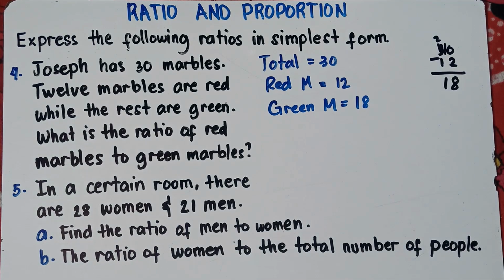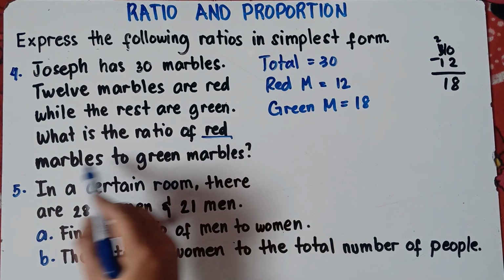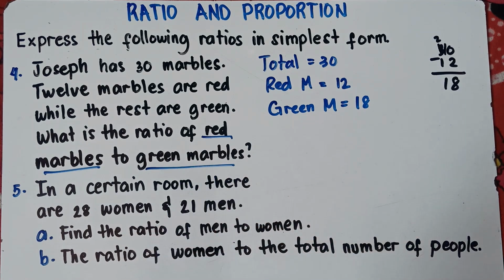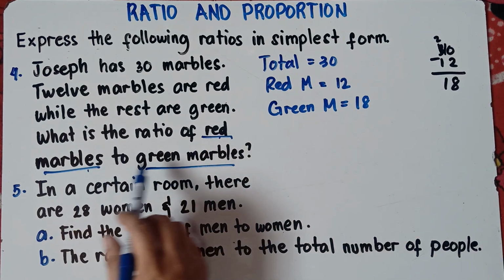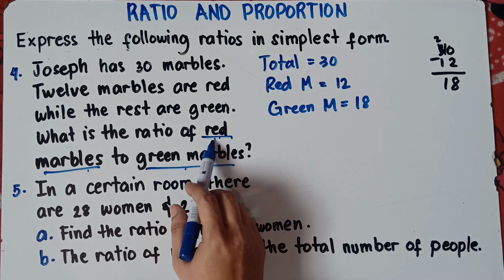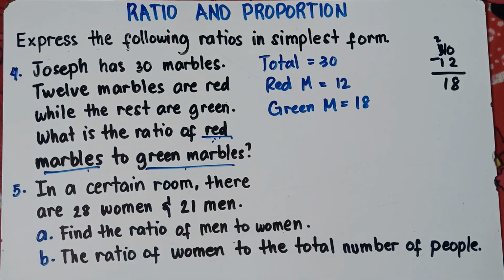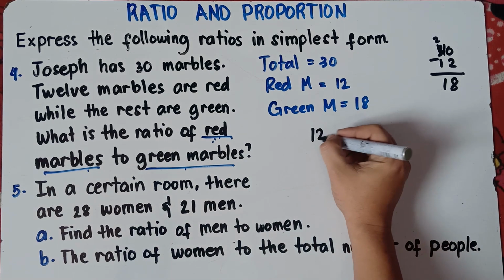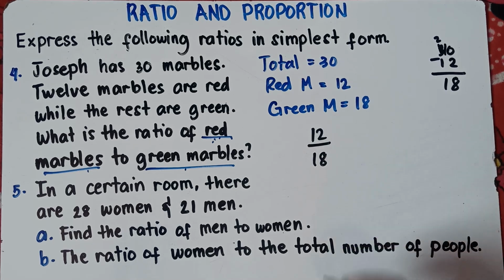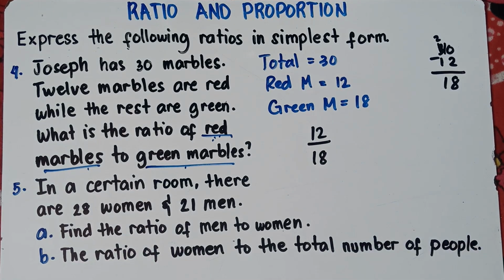Now you need to find the ratio of red marbles to green marbles. Always be careful with this one, class. Red marbles to green marbles. So therefore, red comes first before the green marbles. So red to green marbles, that would be 12 over 18. So can we reduce this one? What would be the GCF, class, of 12 and 18? That's correct. That would be 6.